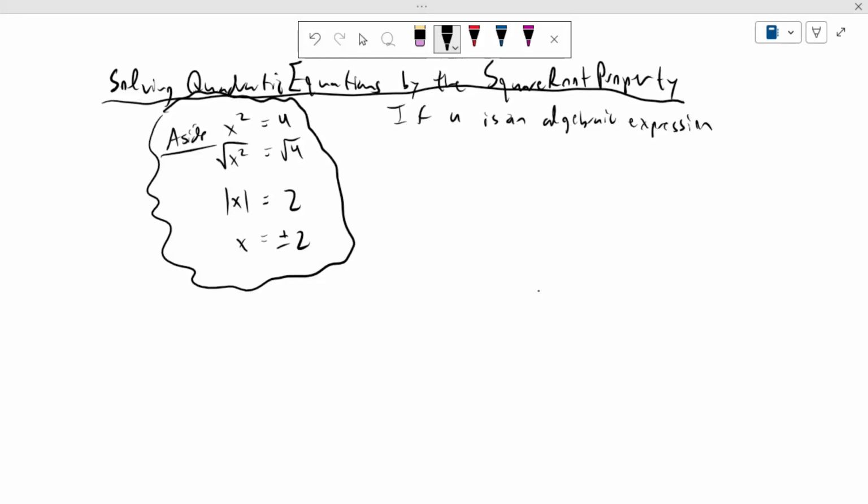And D is a non-zero number. Okay, and we'll talk about why it has to be non-zero in just a second. Then U squared equals D has exactly two solutions.